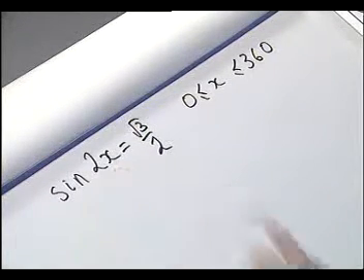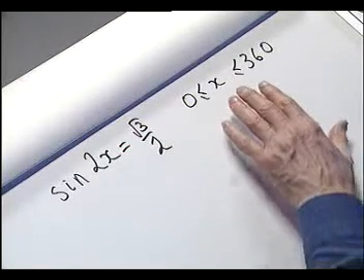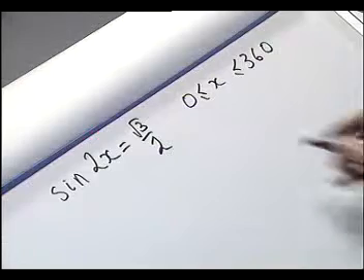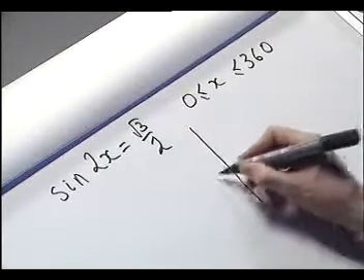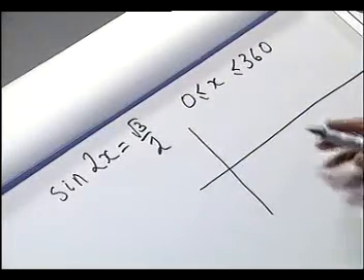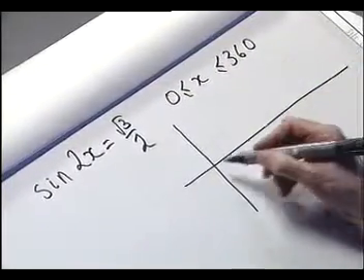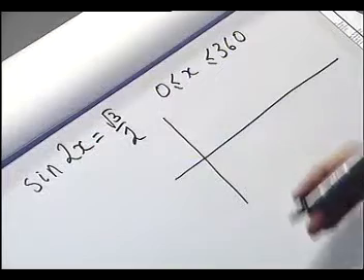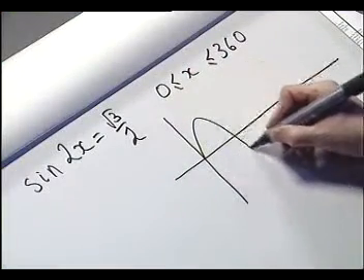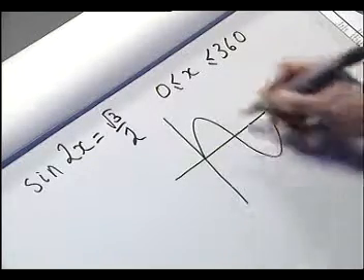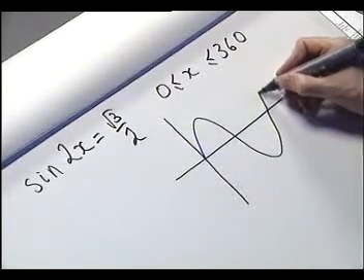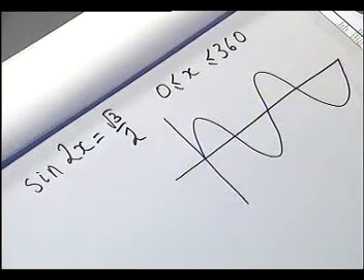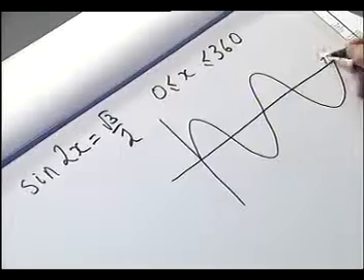Now, we've got 2x here. So if we've got 2x and x is between 0 and 360, then the total range that we're going to be looking at is 0 to 720. 2x is going to come between 0 and 720. And the sine function is periodic. It repeats itself every 360 degrees. So I'm going to need 2 copies of the sine curve. There's the first one going up to 360, and now I need a second copy there going on to 720.